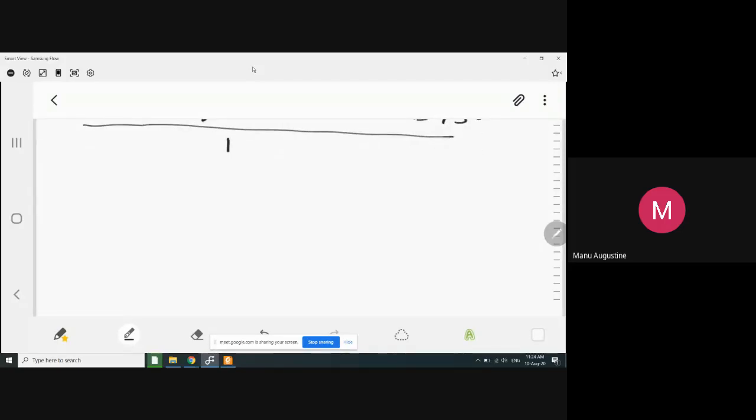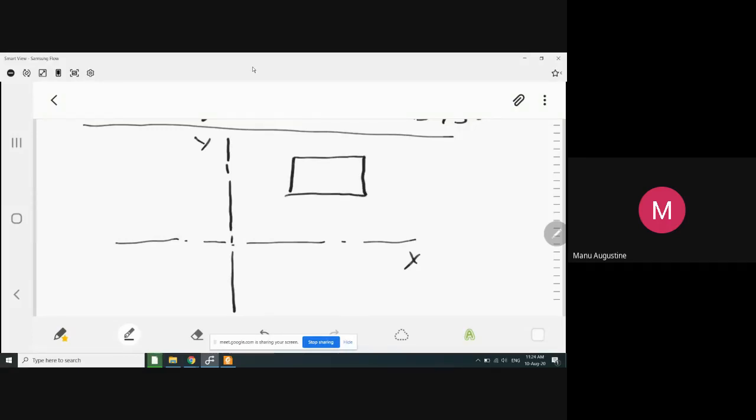Let me first draw the coordinate axes. This is the y-axis. This is the x-axis. Now I draw a rectangular area whose vertical side is 2 meters and horizontal side is 3 meters. And now the next question that I am asking you: how far is this rectangle from the y-axis?